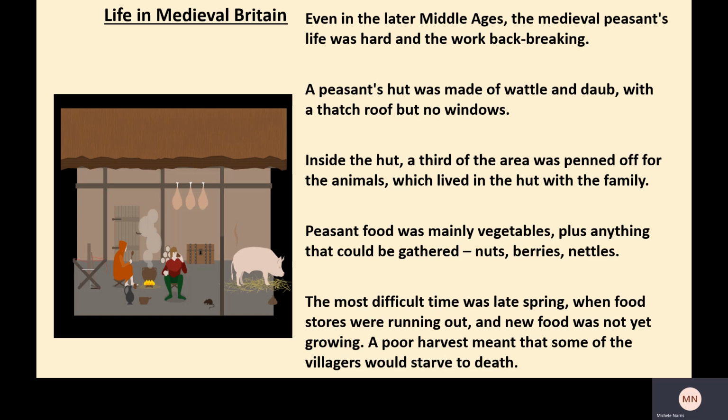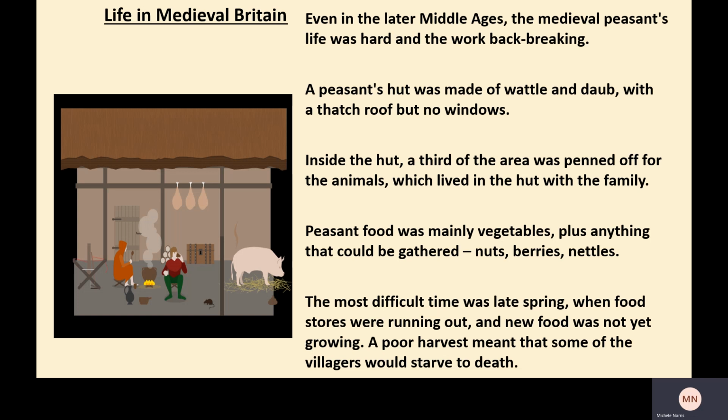Wattle is actually wooden strips, and the daub was made up of wet clay, soil, animal dung and straw, and so the wattle was actually daubed with this concoction, and that's what made the walls of their homes. Actually, I believe it was quite successful as well. In the hut, a third of the area was penned off for the animals, which lived in the hut with the family. A bit stinky.